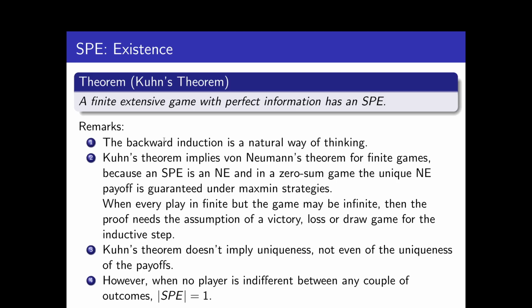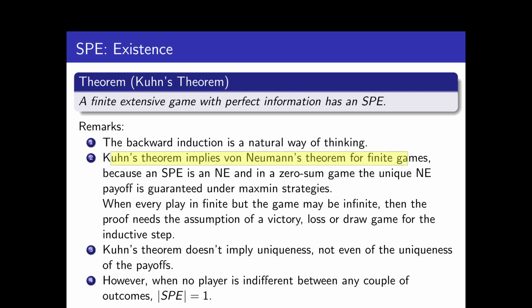Now, the second remark is that Kuhn's theorem is a generalization of von Neumann's theorem. Von Neumann's theorem basically runs the Zermelo algorithm. Actually, maybe the Zermelo algorithm is only defined on the general tree and not on this victory, loss, or draw tree. I don't know, it does not matter how you call it, but it can be seen as a generalization of this algorithm for finite games.